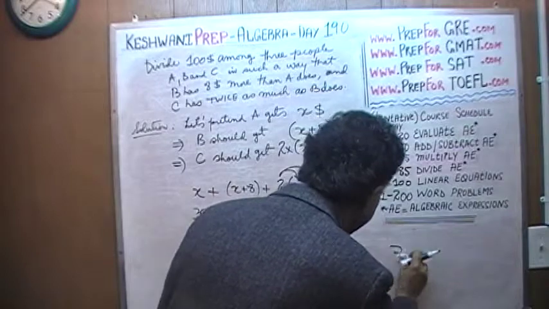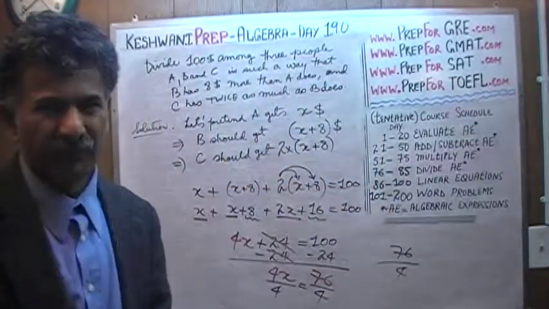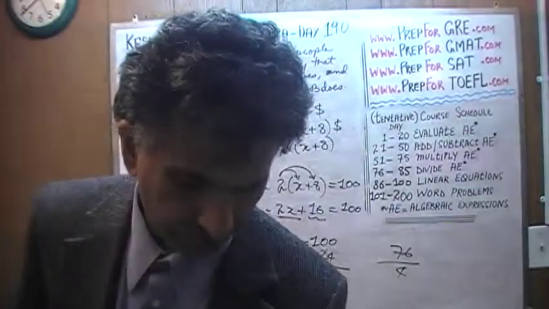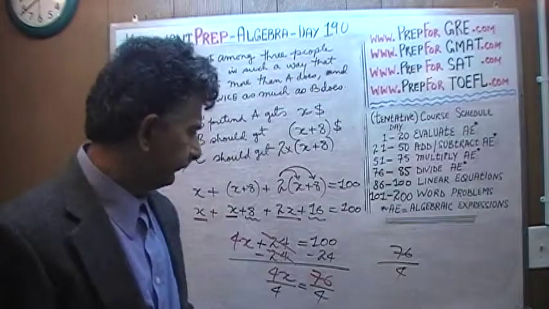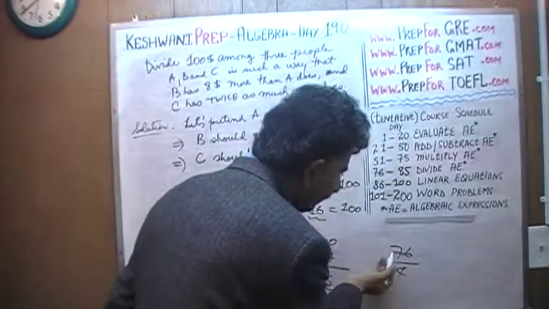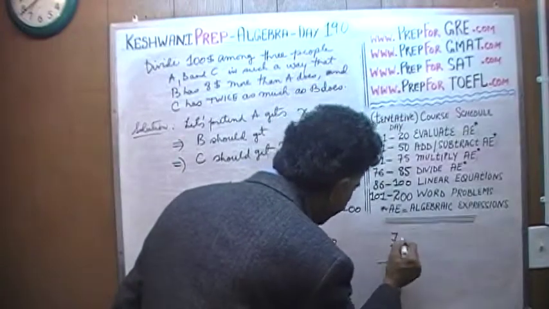76 divided by 4. Don't reach for the calculator, okay? Leave the bloody thing alone. Never ever use a calculator when you're doing work with me. How many 4s in a 7? 7 has 1 4. 7 has only 1 4.